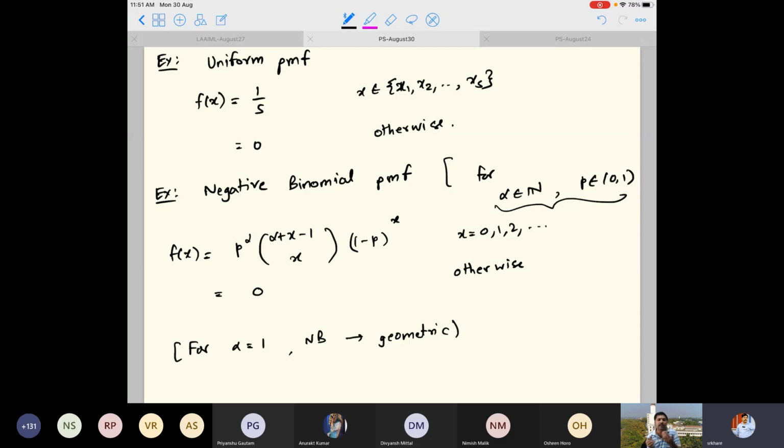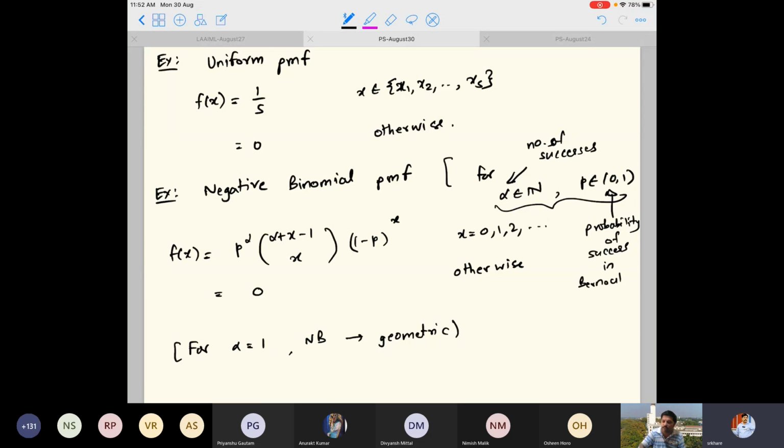So this is actually a generalization of the geometric. And what is the generalization? The generalization is that you keep on tossing the coin, or keep on performing independent Bernoulli trials, until you get alpha number of successes. These are the number of successes, and this P is the probability of success in the Bernoulli trials.